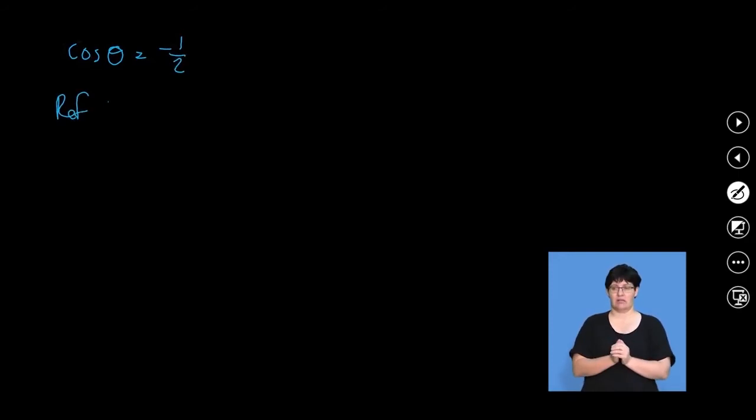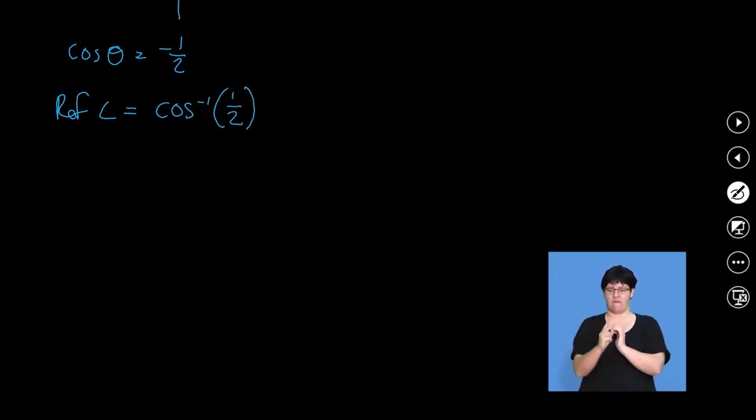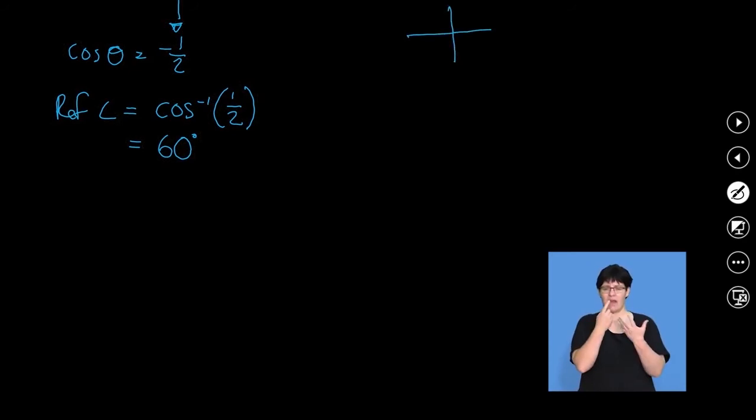So I know that cos of theta is equal to -1/2. So I'm going to get my reference angle first. My reference angle is the inverse cos of 1/2. For your reference angle, you're always going to use a positive number over here. And that, hopefully you know, it's a special angle, is equal to 60 degrees. Now I have to decide which quadrants I'm in to get my values of theta.